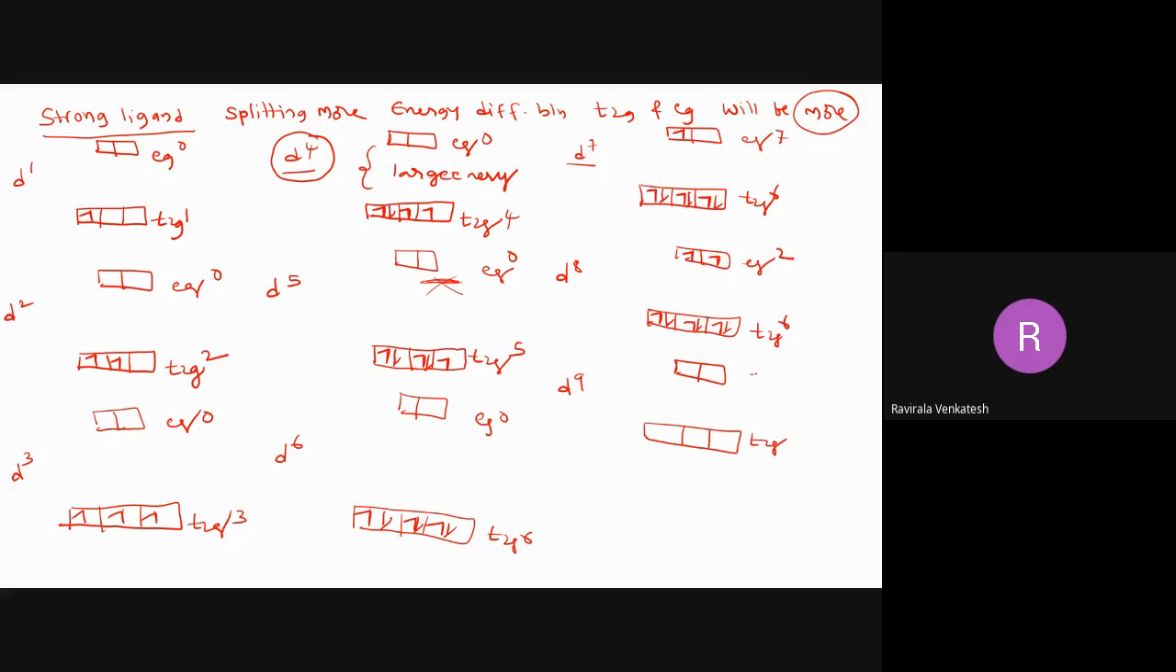T2G and EG. So 1, 2, 3, 4, 5. Now, sorry, you can't enter here. 4, 5, 6, 7, 8. The ninth electron is also in EG. So T2G 6, EG 3. Finally, we'll take the D10 configuration.